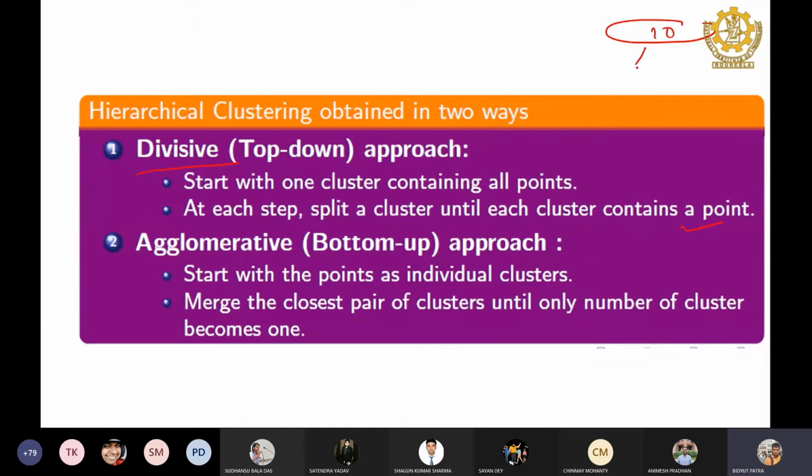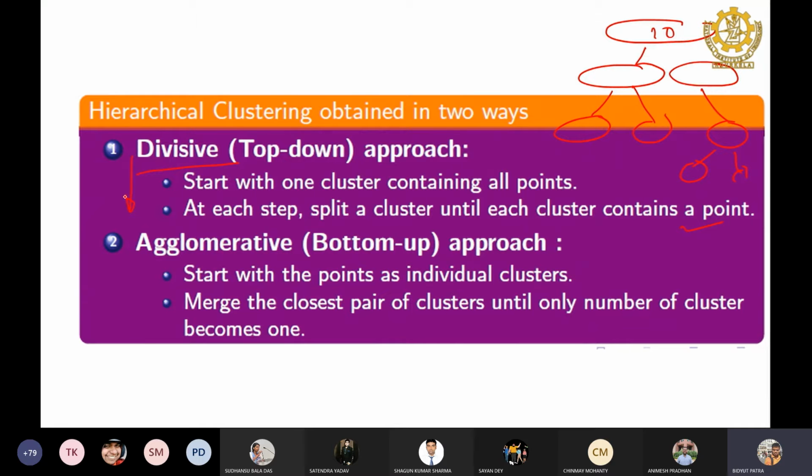Now a single cluster, then you will have two clusters. Obviously, the number of points will remain the same. That will be divided between two clusters. Now from 2 it will form, let's say, 3 clusters, and then from 3 it will form 4 clusters, and so on, until each cluster contains a single point. So this is called the divisive approach.